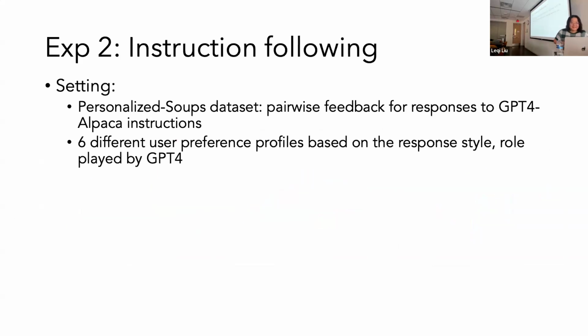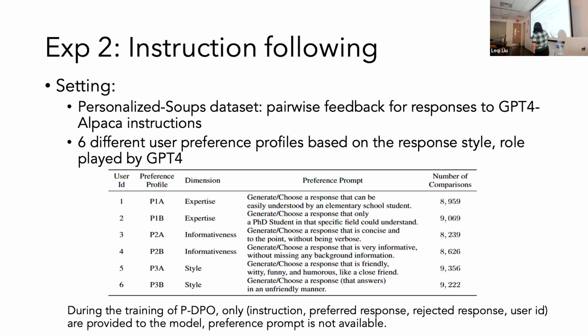Okay. So the second setting is this semi-synthetic setting. There's a data set called Personalized Soups from UW. There they have 6 different user preference profiles, and the label is given by role-play GPT-4. So here are the 6 profiles. You can read this.